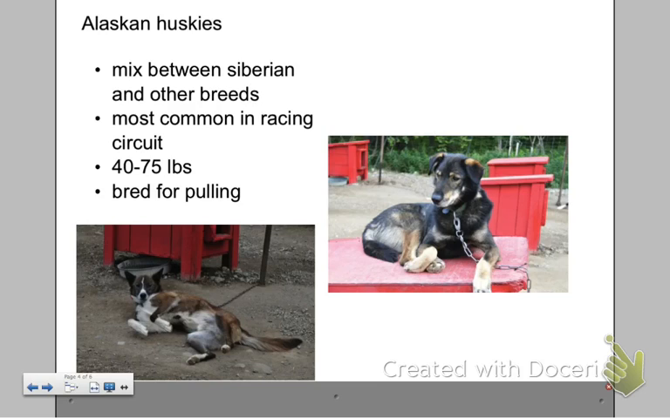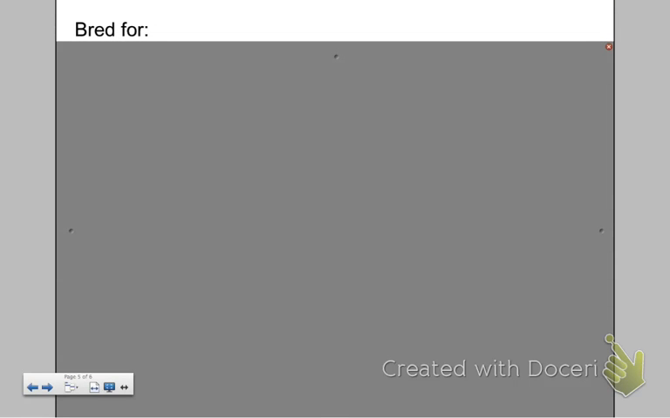You can see they all have a little bit of that wolf in them. Okay, so I want to take a look and talk about what these guys are bred for. Sled dogs are bred specifically for certain things because, again, they're a working dog. They're for a specific purpose, and you need your working dog to be able to do certain things.